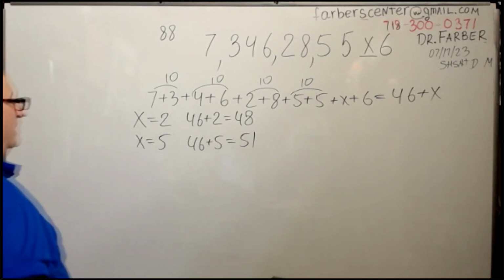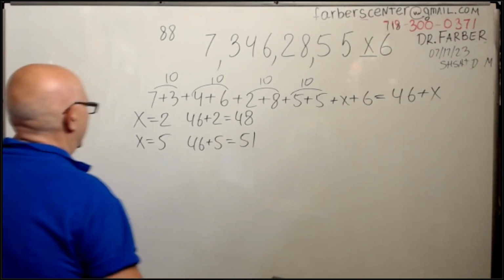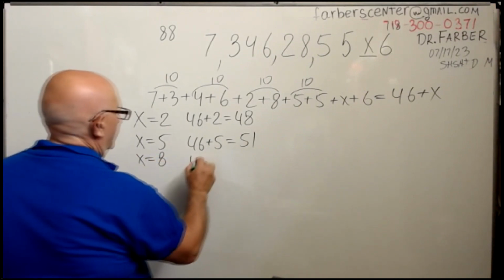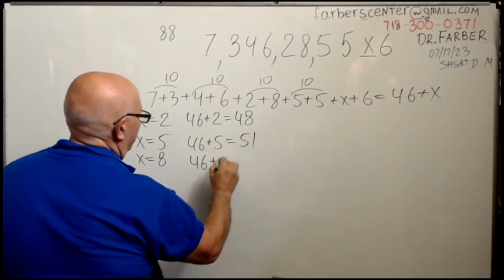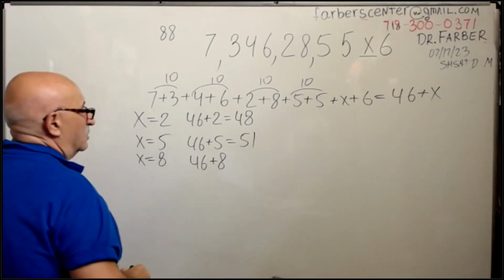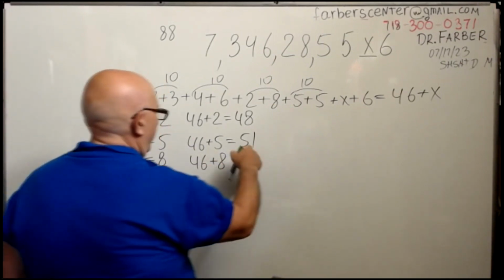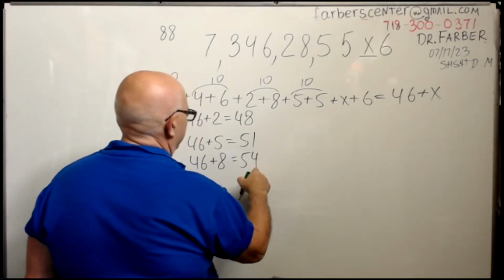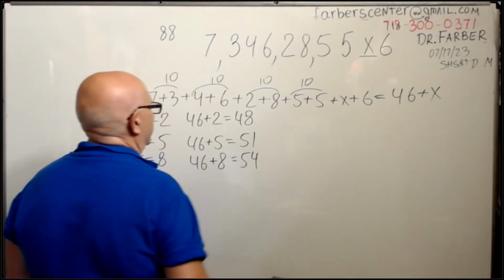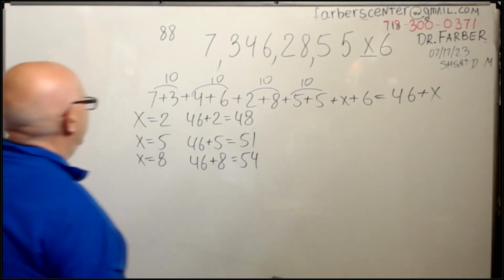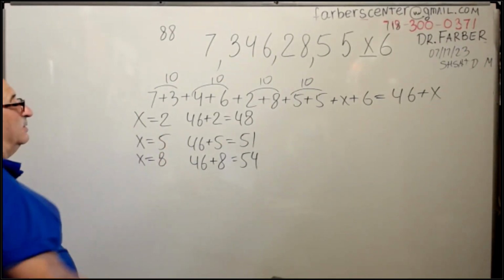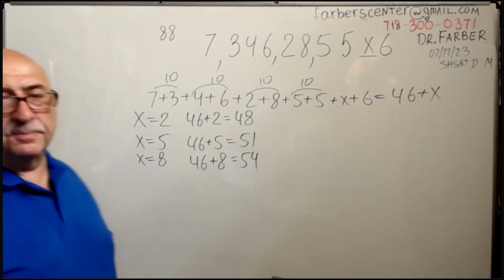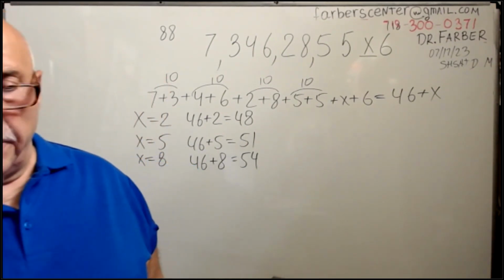And next, if I add another 3, I'll get x equals 8. I get 46 plus 8, so it would be 54. 5 plus 4 is 9, divisible by 3, so the number is divisible by 3. So I have 3 candidates, 2, 5, 8, from the first part of the problem. To understand this step, I just use the divisibility rule by 3.